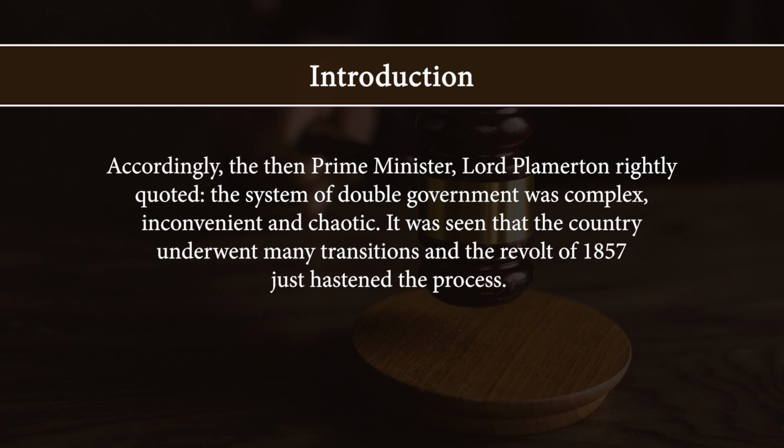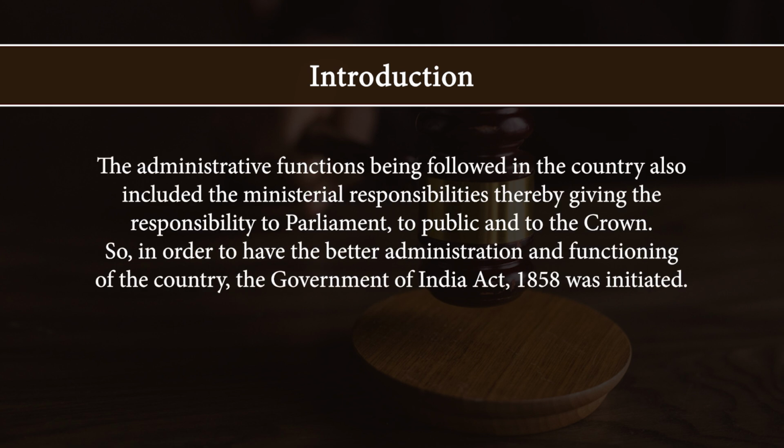It was seen that the country underwent many transitions and the revolt of 1857 just hastened the process. The administrative functions being followed in the country also included ministerial responsibilities, thereby giving responsibility to the Parliament, to the public and to the Crown.